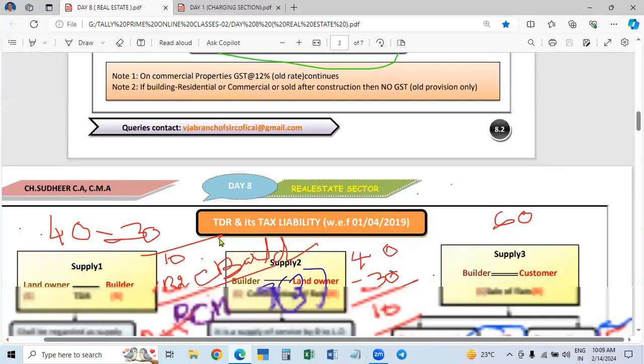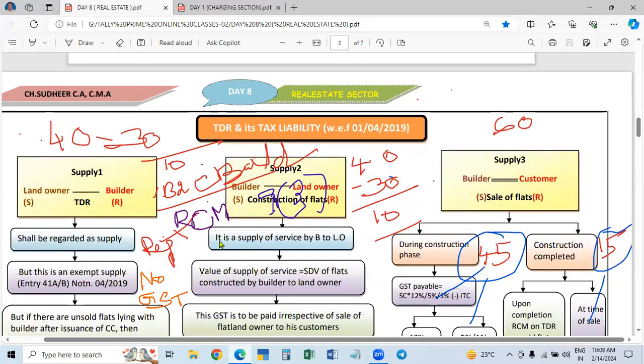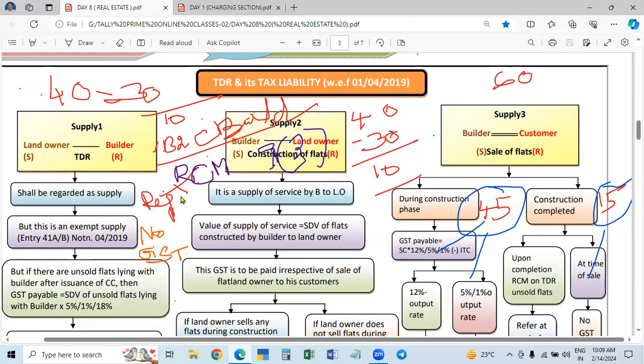In this case, the services are divided into three types: supply one, supply two, supply three. Supply one and supply two we completed already. Supply one is where the landowner uses the transfer of development right to the builder. The builder constructs the flats and gives the agreed ratio of the flats.